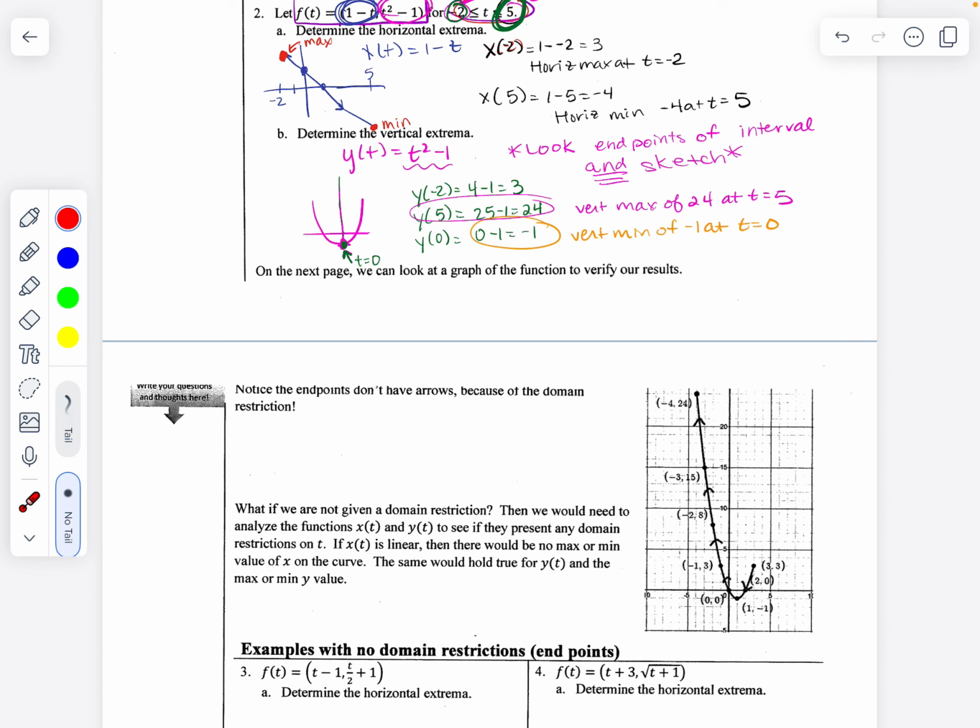And then as we're looking at our vertical, we saw there was a vertical max of 24 when t equals 5. Well, that vertical max is also here. That's our highest point vertically. And then we see our lowest point vertically here, and that agrees with our minimum of -1 as well. So when we're looking at parametric equations, we're not just looking at the height. We're looking at a vertical max, a vertical min, a horizontal max, and a horizontal min as well.